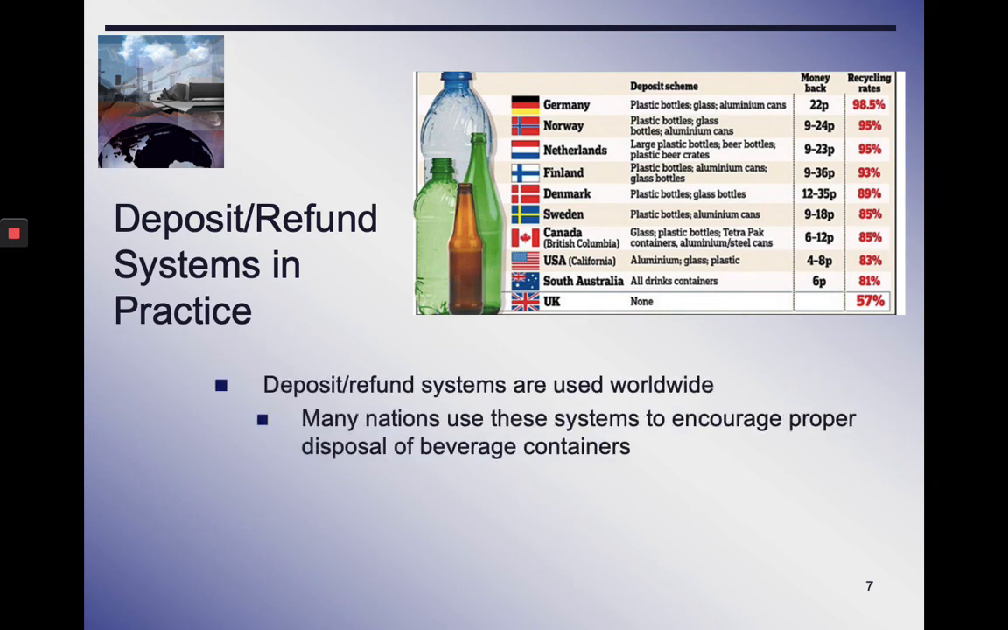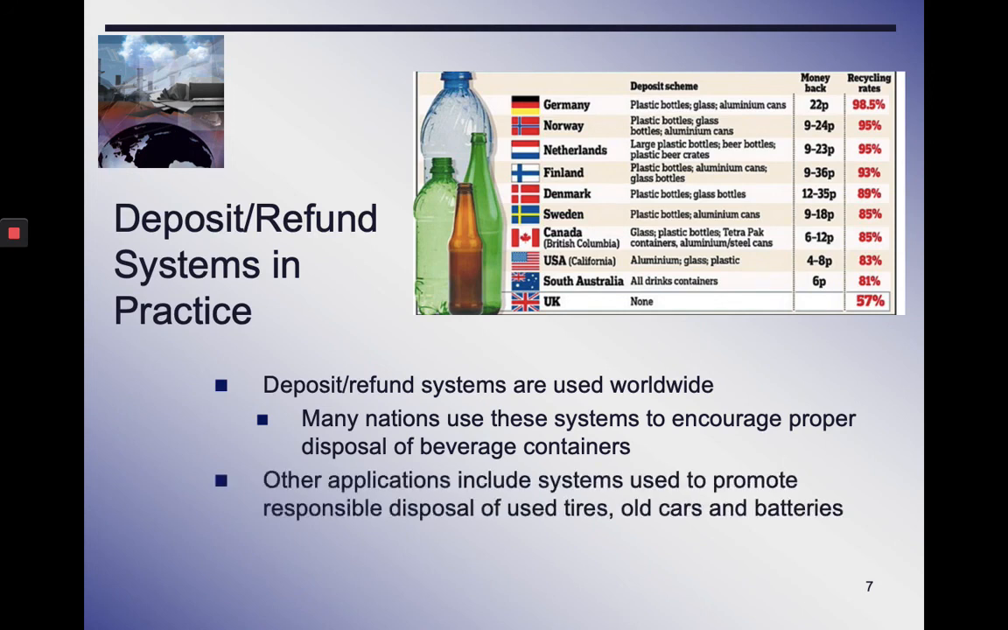Many nations use this system to encourage proper disposal of beverage containers. Other applications for deposit refund system include the deposit and refund for used tires, old cars, as well as batteries. Right? It is best applied for something that can be returned, like glass bottles, plastic bottles.